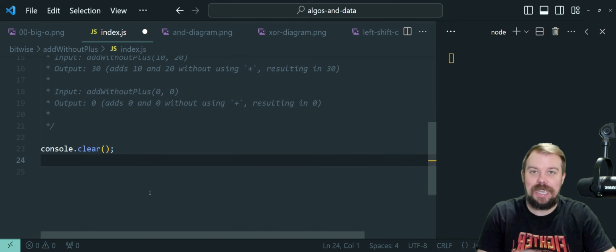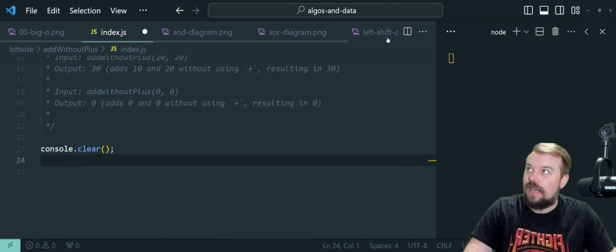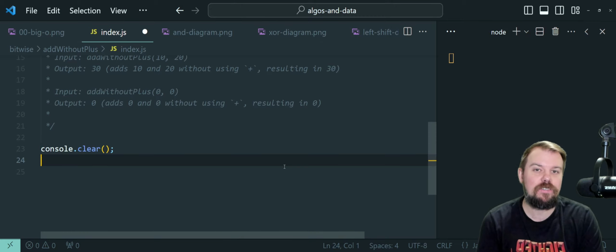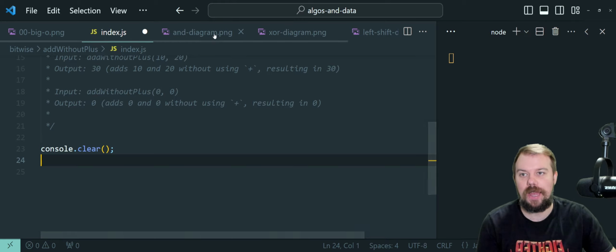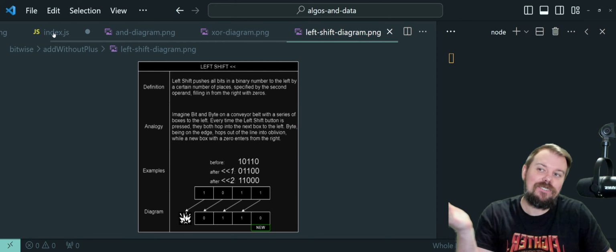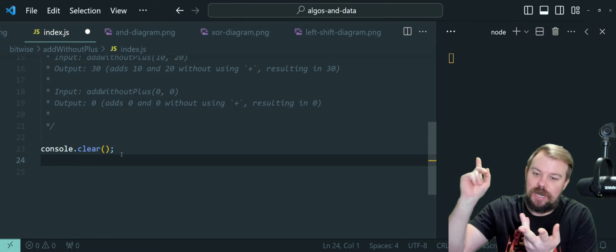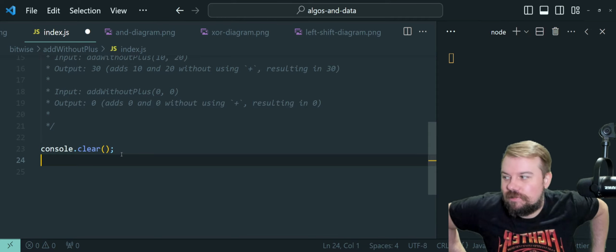So let's get going. As always, I'll have this available in a CodePen. I'll have my diagrams link with Imgur links available down below as well in the description, so you can pull out the diagrams to help remind you how these binary operations work. And as a dead giveaway, considering I have these three diagrams of AND, XOR, and left shift, I think you know which ones you might need to solve this.